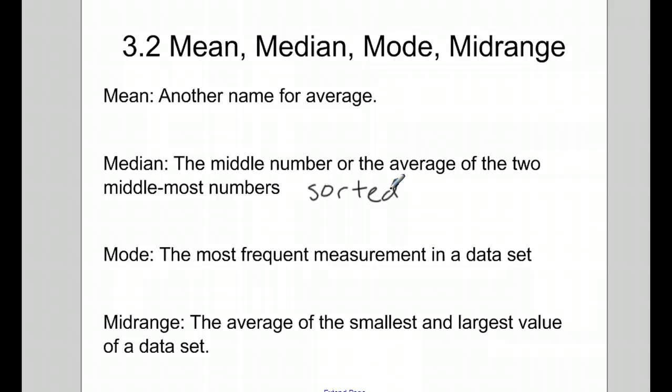Alright, then the mode is the most frequent measurement in a data set. It's the number or the value that occurs the most when you do your measurements. And then your mid-range is the average of the lowest value in your data set and the largest value in the data set. Okay, it's literally the middle of the range.